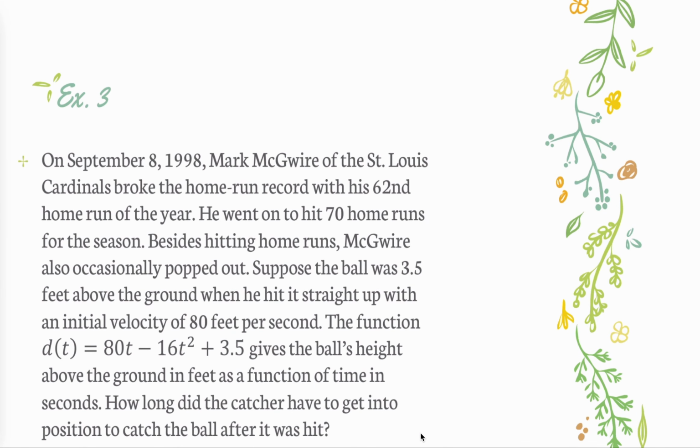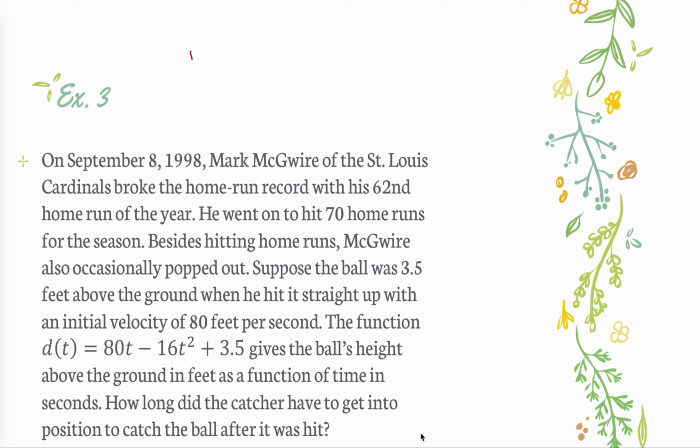Mark McGwire of the St. Louis Cardinals broke the home run record with his 62nd home run of the year. He went on to hit 70 home runs for the season. Besides hitting home runs, McGwire also occasionally popped out. Suppose the ball was 3.5 feet above the ground when he hit it straight up with an initial velocity of 80 feet per second. The function d of t equals 80t minus 16t squared plus 3.5 gives the ball's height above the ground in feet as a function of time in seconds. How long did the catcher have to get into position to catch the ball after it was hit?